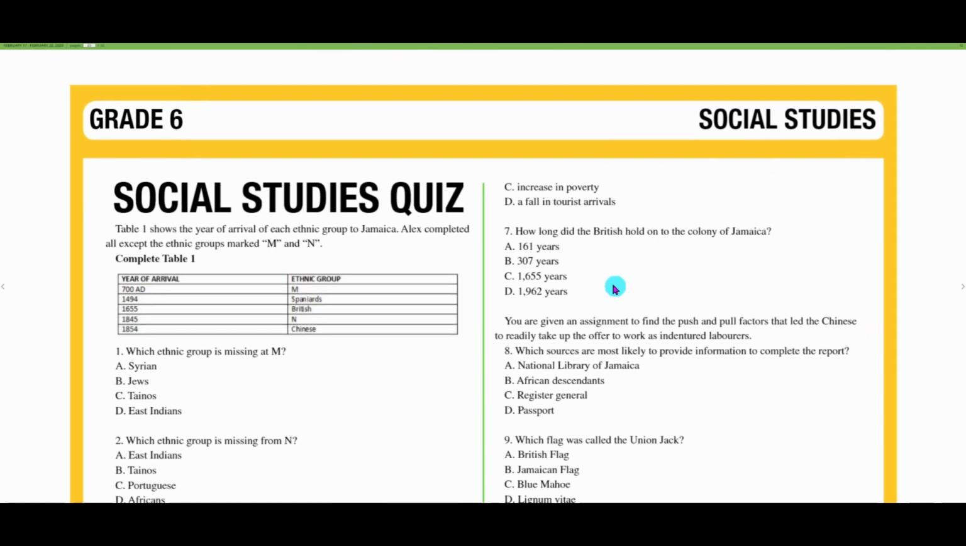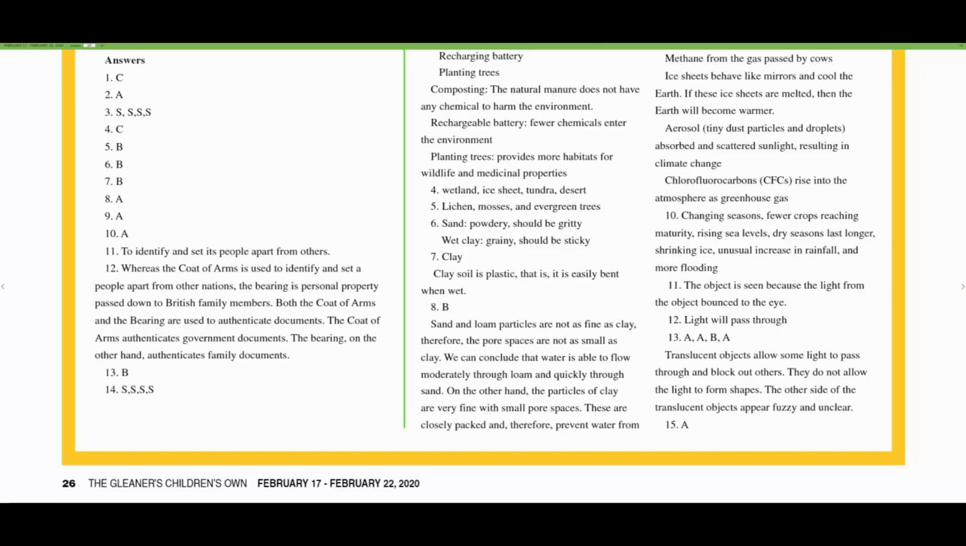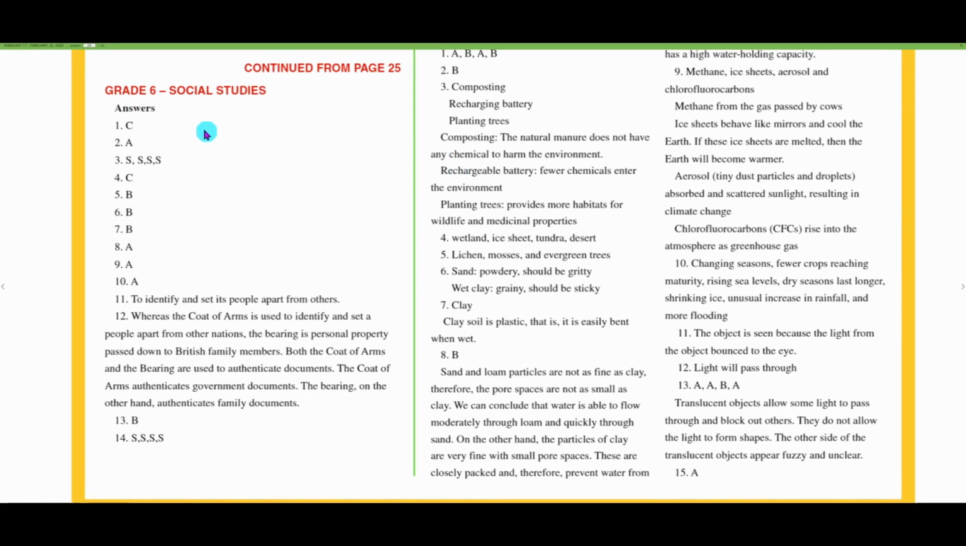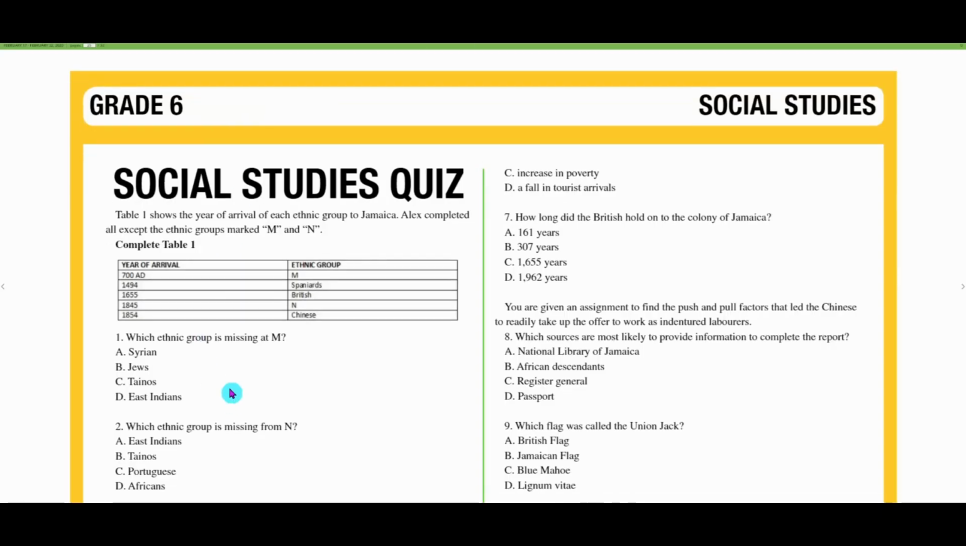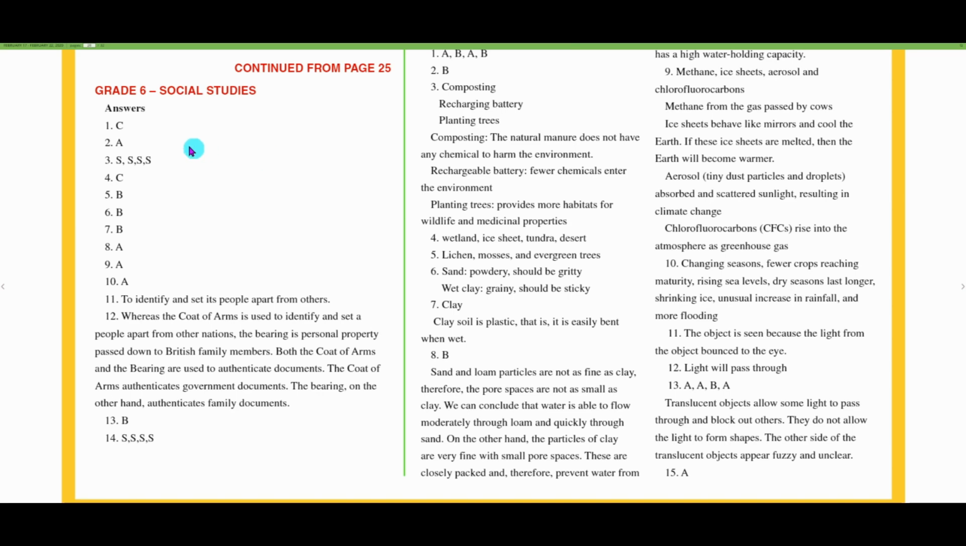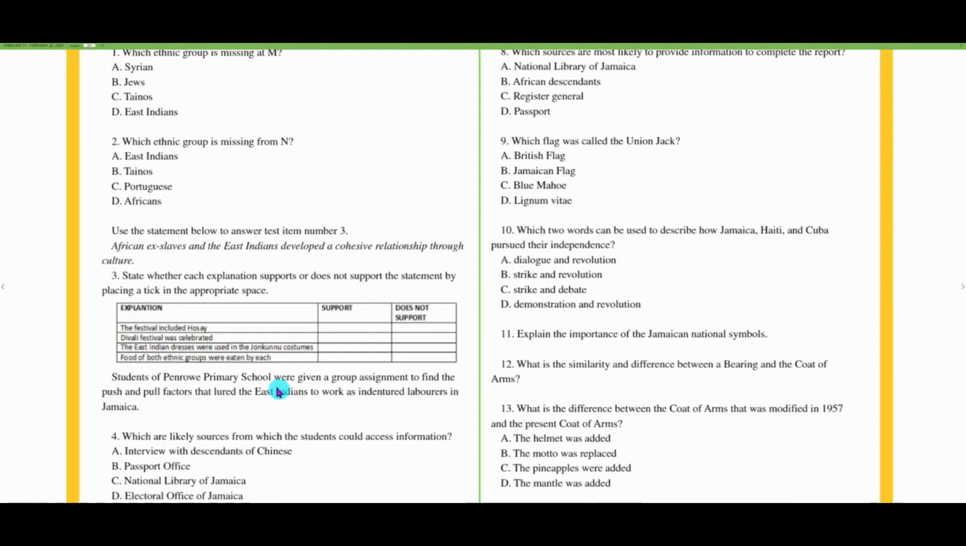So let's go back to the beginning. Let's see here. Okay, so number 1 should be C. Let's go C. Number 1, who were the first ones at M? Tainos, yes. Number 2, those people who came in 1845, and those would be A. Let's see what A is. A, number 2, East Indian, so we got that correct.